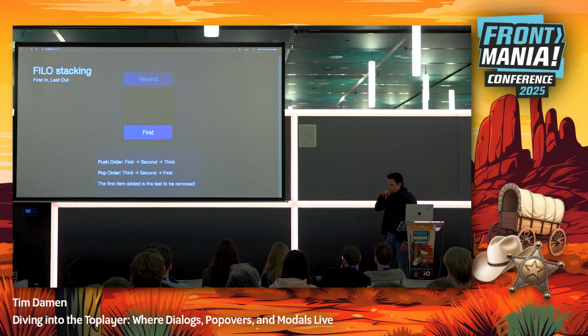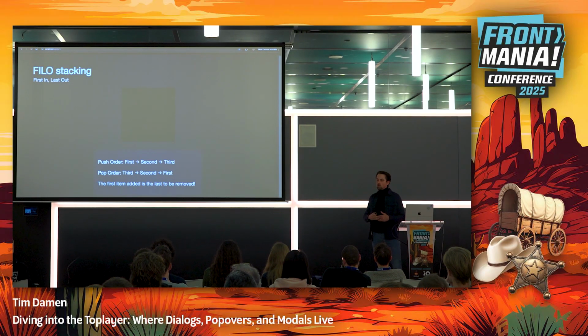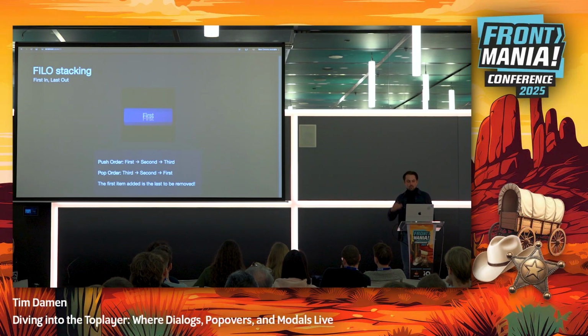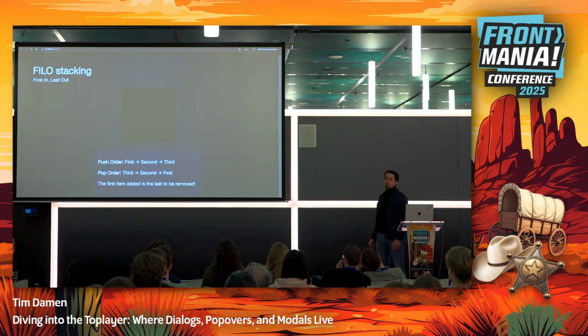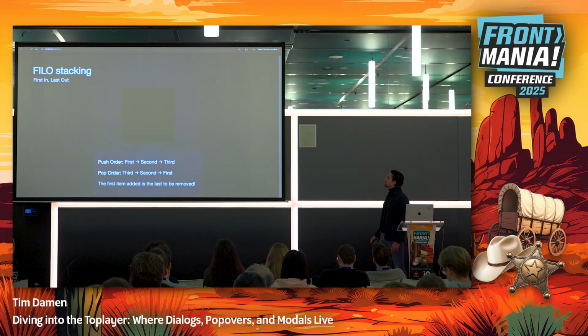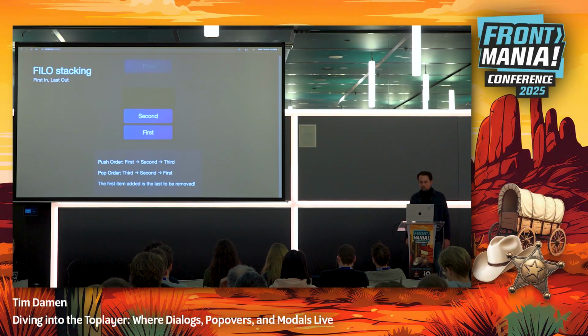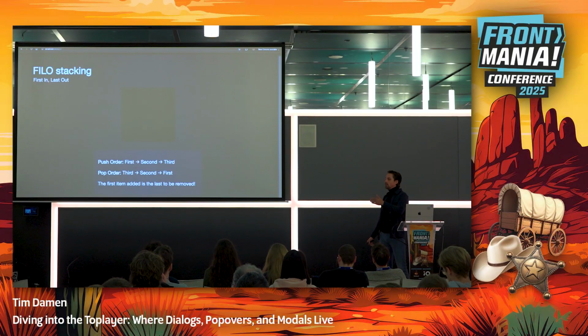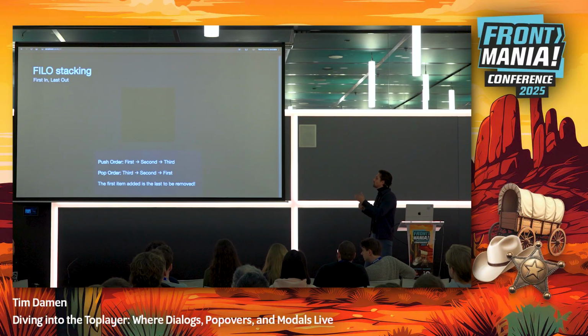So I talked about how stacking is done with Z-index. Basically, if you have a Z-index 1 and you have a Z-index 3, the one with the 3 will be higher. But in the top layer, you also have stacking. There can be multiple items at once today. And the stacking there is done with something called the FILO stacking, first in, last out. Again, a visualization sponsored by AI. Basically works like this. If I add a dialog, for example, first, and then I add a popover, when it's time to remove stuff, first the popover goes, then the dialog goes. That's how FILO stacking works.